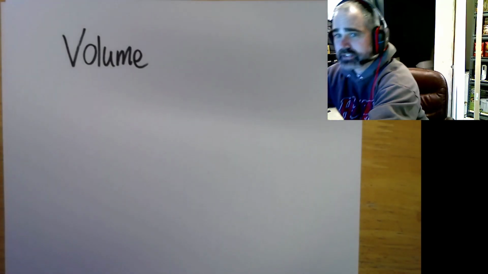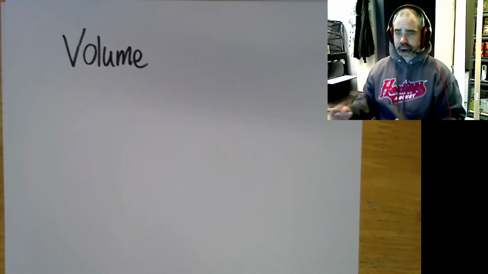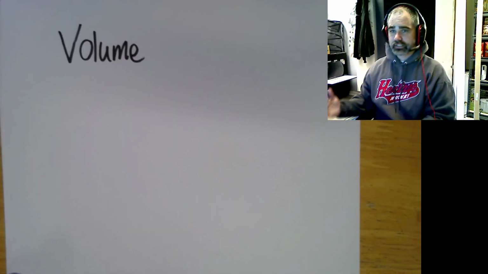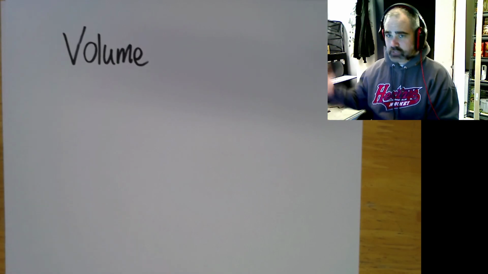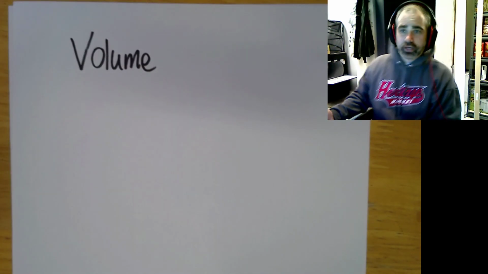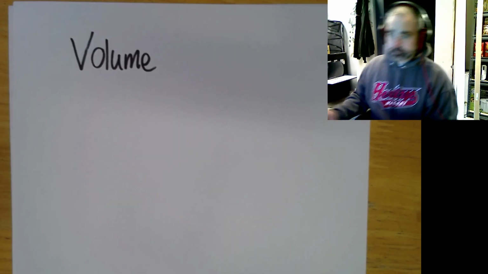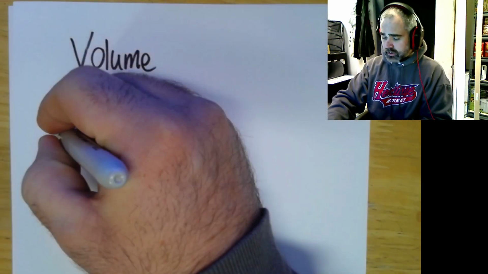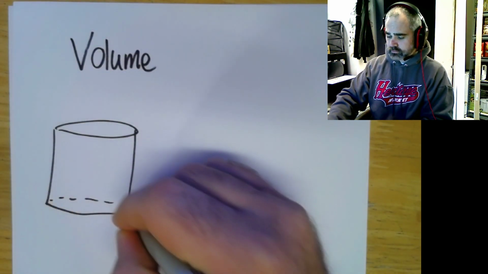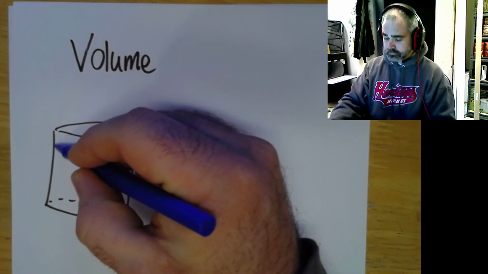Anyways, today we're going to be talking about volume. So volume, just in real simple terms, you could think of it as how much liquid can fit in something. So if you have a 2-liter bottle of soda, for example, the volume of that is 2 liters. So you can think about, all right, you've got some sort of glass. How much liquid fits in there is the volume.